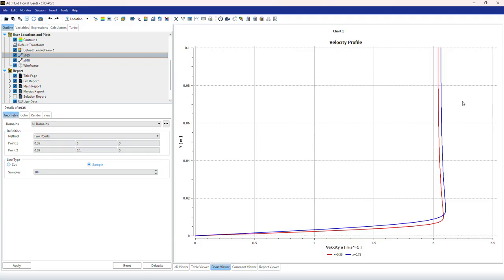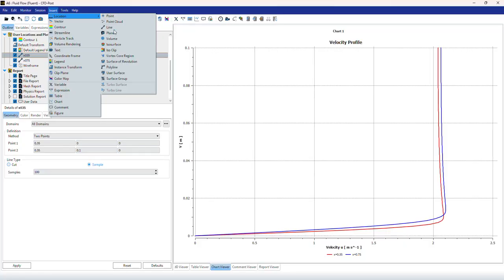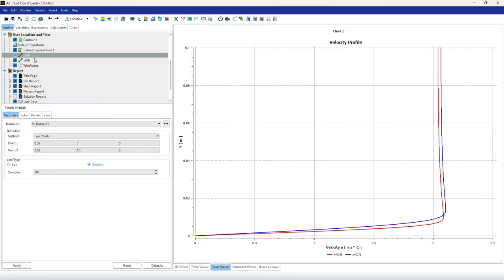I'm going to be showing how I created the chart right here. So before I even started messing with the chart, I created two lines using insert, location, and line. And I created two lines, as you can see right here, one for the 35 centimeter and the other for the 75 centimeter. And I just created two lines by creating 2 points.